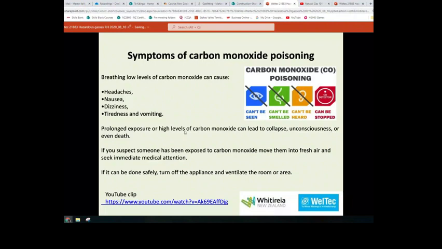Prolonged exposure to carbon monoxide, you will collapse, you'll become unconscious, and if you don't get out of that environment, you'll die. If you think someone has been affected by carbon monoxide, obviously you don't want to expose yourself for too long, but you want to get them out of that environment, turn off whatever it is you think may have caused it, and get them medical assistance. You also want to ventilate the area to get rid of that dangerous gas.